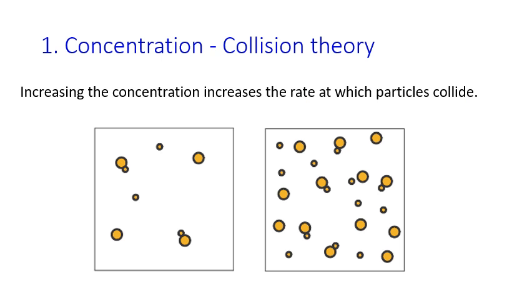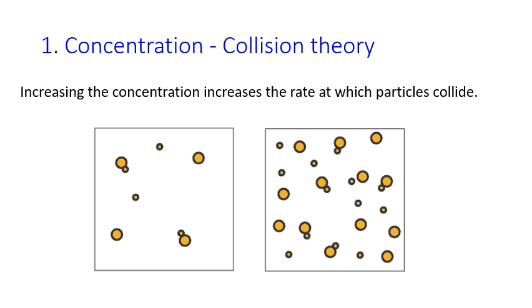The first thing is concentration and how it's related to collision theory. If you increase the concentration, it increases the rate at which particles collide. Essentially, if you look at the images here, if you increase the number of particles, there is more probability the reactant particles will collide in order to form products.